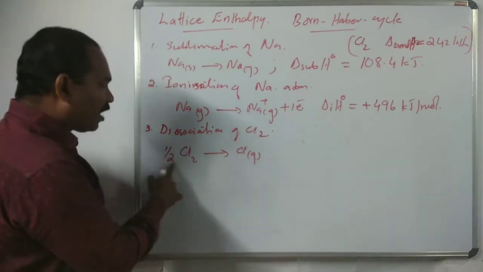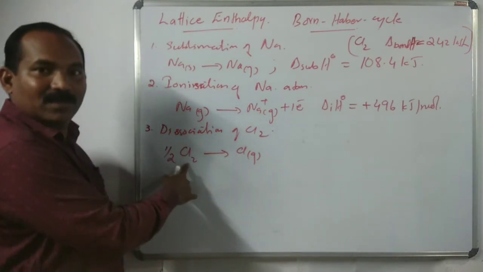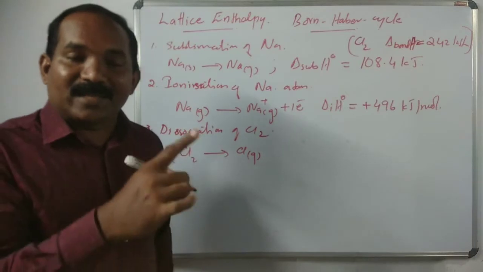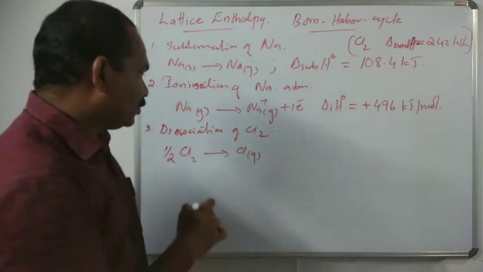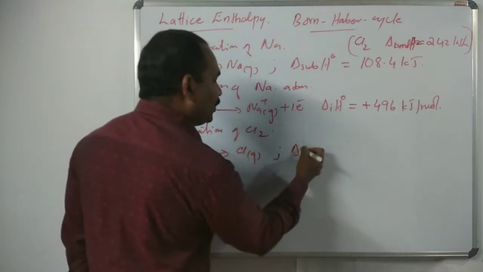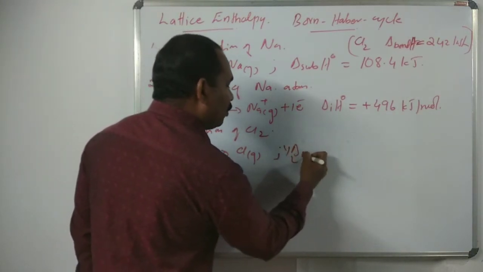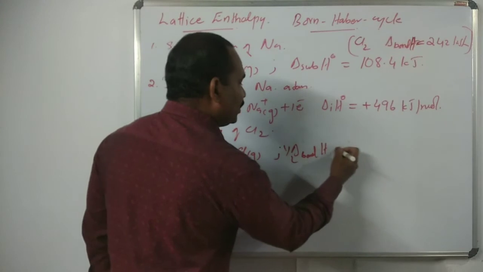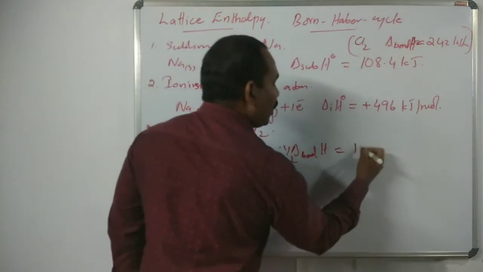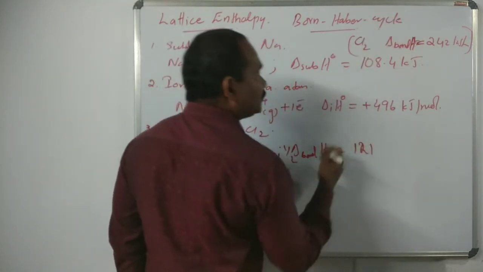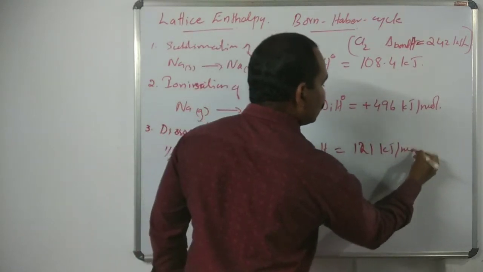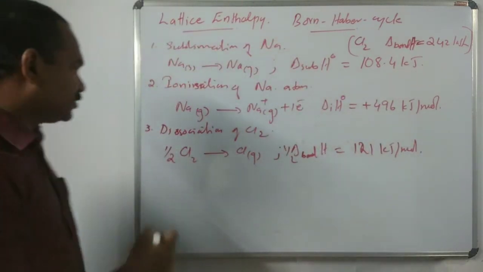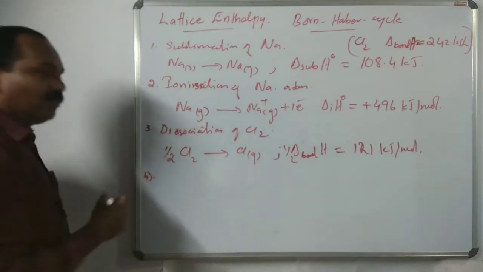So what about half a mole? When you divide a thermochemical equation by a factor, you divide the enthalpy change also. So here, the enthalpy change, half the bond dissociation enthalpy, is equal to 242 divided by 2, 121 kilojoule per mole. A simple concept.